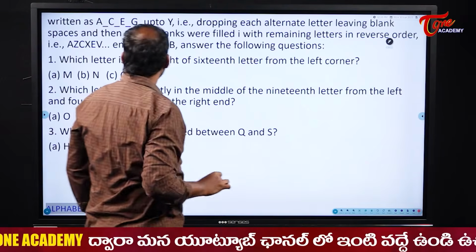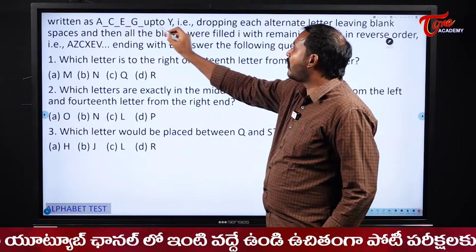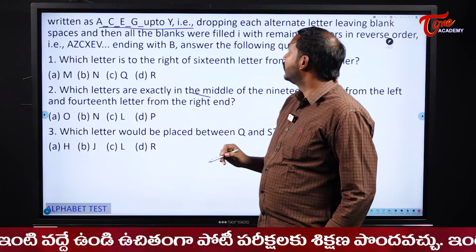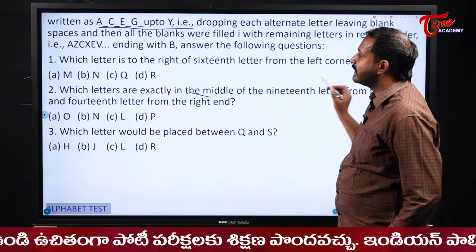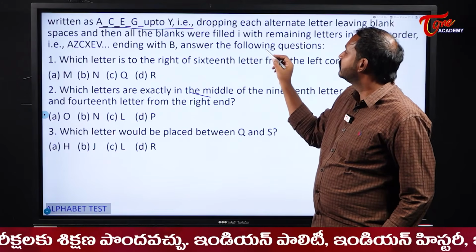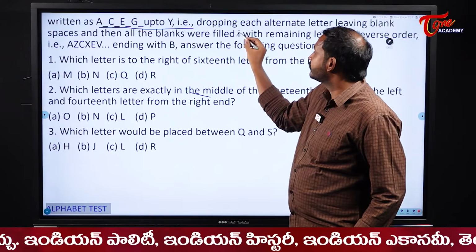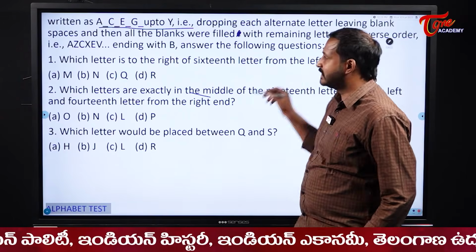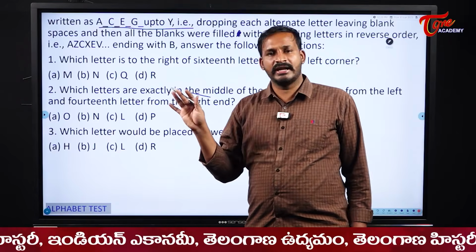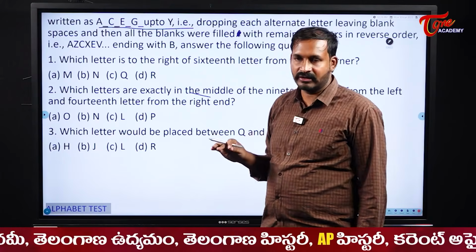Written as A, that means simply they are skipping B, C. All the odd alphabets are written. Am I correct? A to Y are written. Dropping each alternate letter, leaving blank spaces, and then all the blanks are filled with the remaining letters in reverse order. So first what we have done is the odd ones are written perfectly and the even ones are written in reverse order. Am I correct or not?